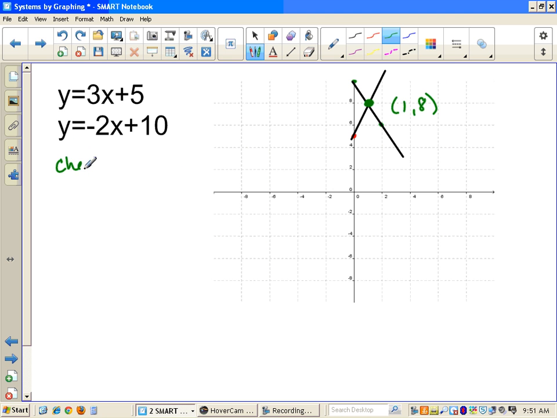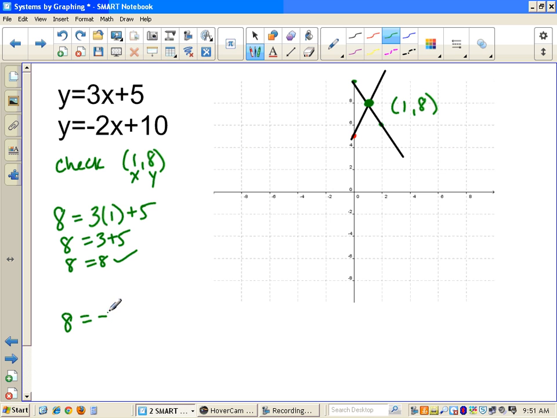So we need to check the solution, 1, 8. If 8 goes in for y, remember this is x and this is y, is 8 equal to 3 times 1 plus 5? Well, yes, 8 is equal to 3 plus 5. 8 is equal to 8, so that one checks out. And we can plug in 8 for the second equation, -2, plug in the 1 for the x, plus 10. 8 is equal to -2 plus 10 because 8 is equal to 8, and that also works. So another nice solution to 2 lines, 2 equations.